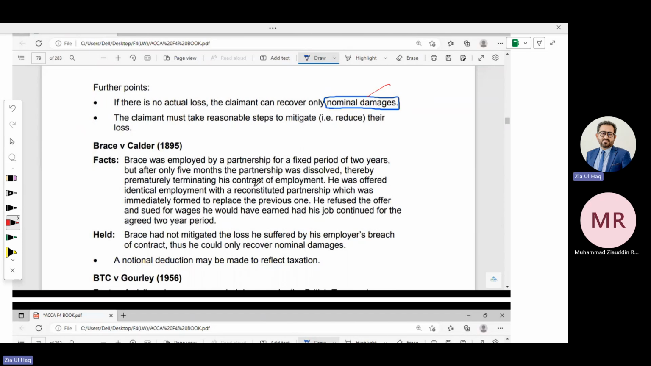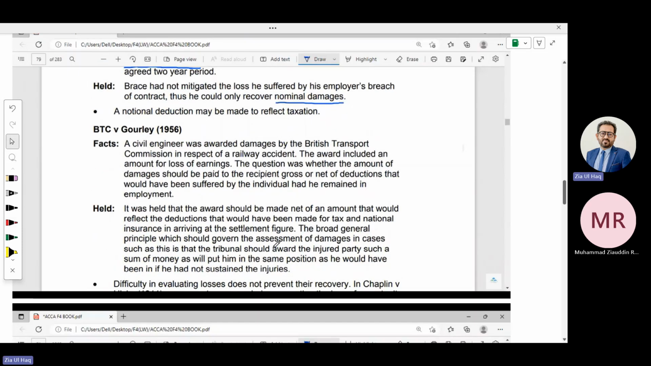The claimant must take reasonable steps to mitigate. If the claimant has incurred any losses, he should take some steps to reduce the losses. If he hasn't taken any steps to reduce the losses and now he is claiming for all the losses he has suffered, in that case, the court will not provide the remedy for that, i.e. the losses that could have been reduced. And there is another case, Brace versus Carter.